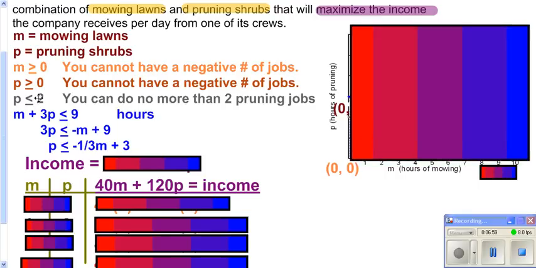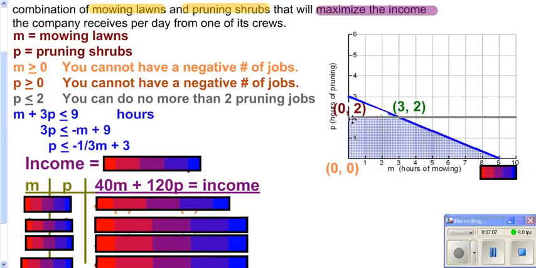Now, P being less than or equal to 2, remember P is like our Y. That's going to be a horizontal line. Less than means you're going to shade below. Over here, we know we're going to start at 3. Your slope is negative 1/3, so you're going to go down 1 over 3, down 1 over 3, down 1 over 3. Less than, so you have to shade below. So that's why we're shading down here. This is our feasible region.